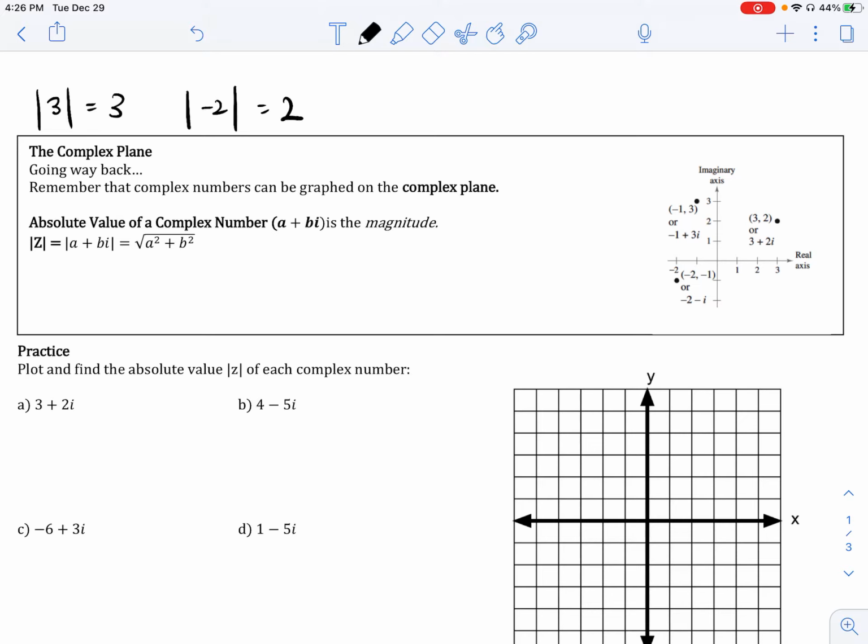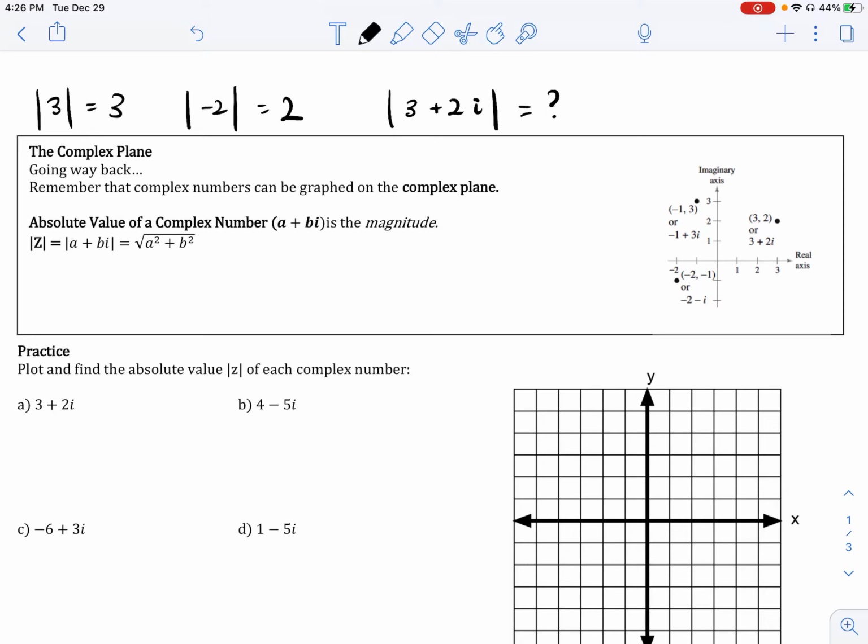Now, what if I asked you to find something like the absolute value of 3 plus 2i, a complex number? Well, what would this be equal to? And so far, we don't really have a way of answering that. And I think something that is necessary for us to answer this question is to make sure that we have a thorough and full understanding of what absolute value means.